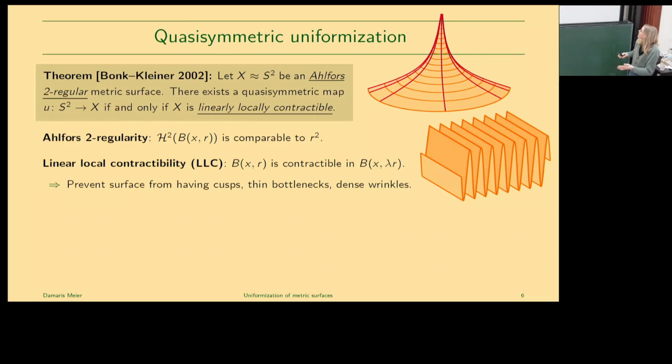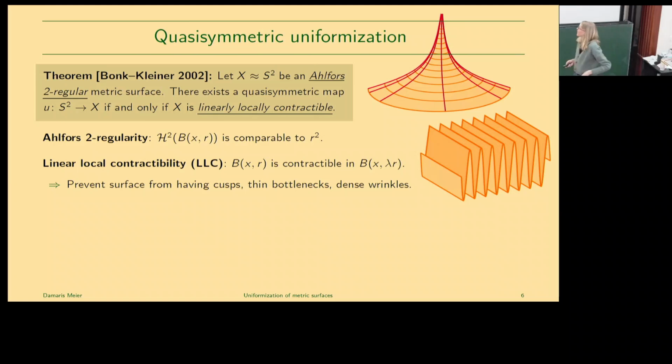So in particular, it prevents surfaces from having cusps, because if you think about that condition, if we pick some r, then if we go high up in the cusp and pick a base point there, the metric ball around this point is a topological annulus. And we can never contract one annulus inside another one. So we won't have cusps. For the same reason, we won't have thin bottlenecks. And it's also in some sense a connectivity condition, so it also prevents dense wrinkles.